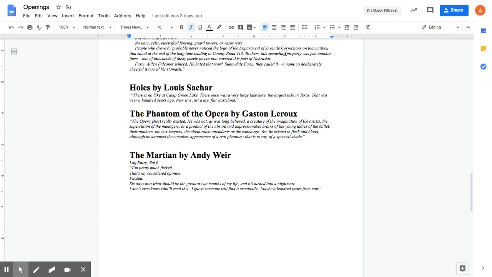Holes is also a good opening. There is no lake at Camp Green Lake. There was once a very large lake here, the largest lake in Texas. That was over 100 years ago. Now it is just a dry, flat wasteland. I'm kind of curious. Why are we in this dry, flat wasteland? Why is it still a camp? Kind of interesting.